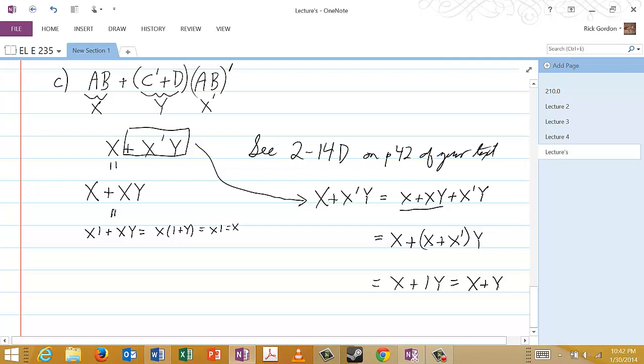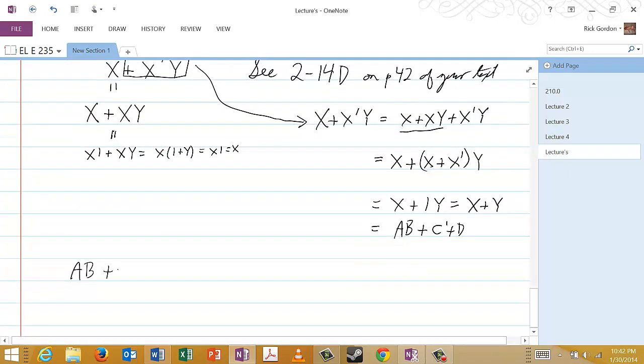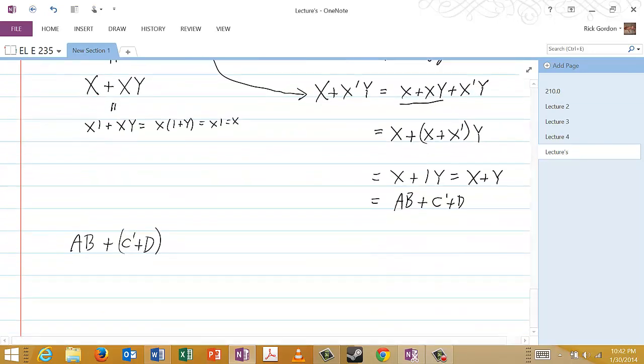And to finish up this problem then, if we recall what x and y are equal to, we have AB, that's x, and y is C prime or D. So we conclude with AB or C prime or D, and ending with AB complement is simply the same as AB or C complement or D.